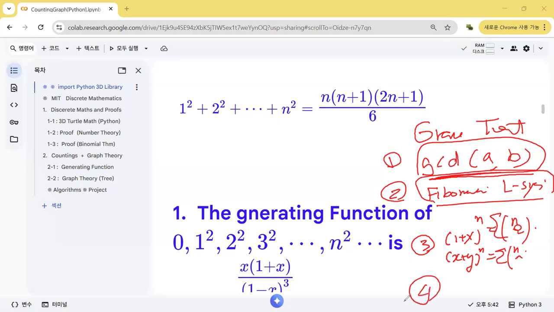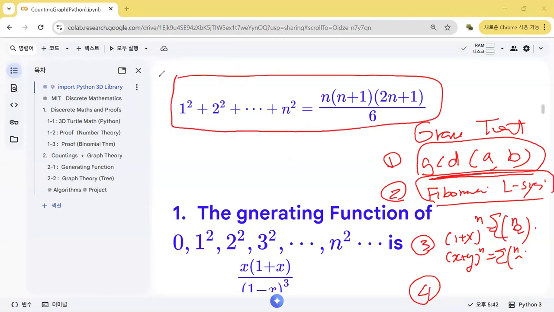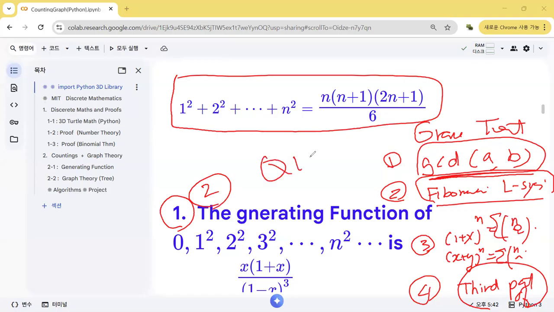Problem four is now how to prove this one using the third part of homework five. Okay, so the first part and second part will be quiz problems. The third part will be our grade test problem. Okay, and this one will appear in your final examination also.